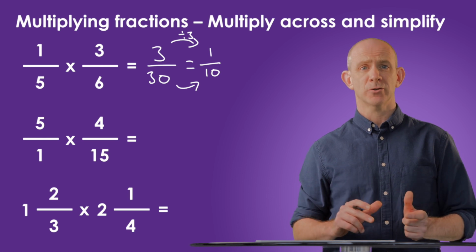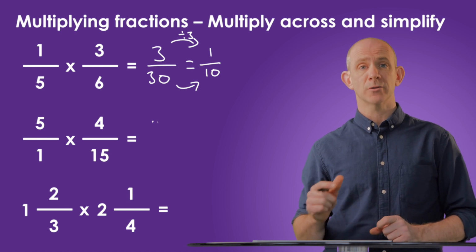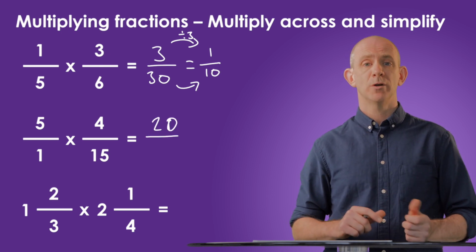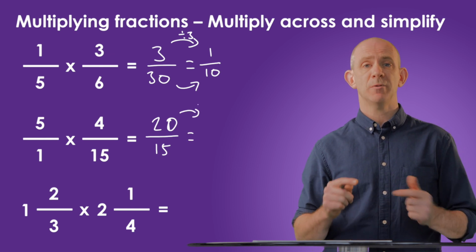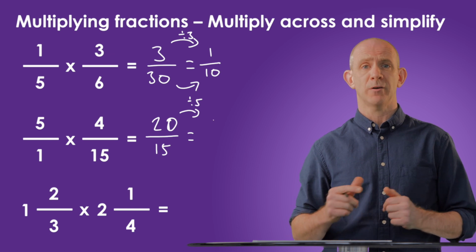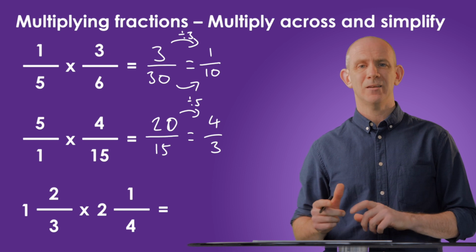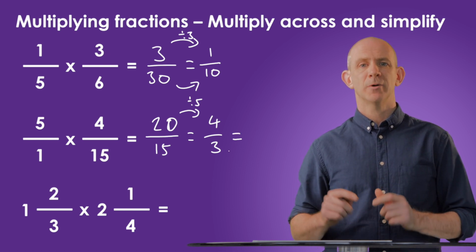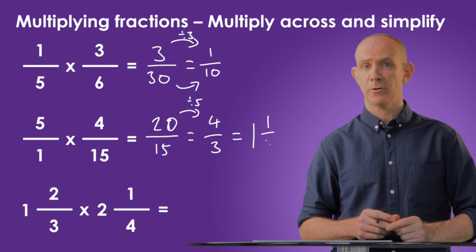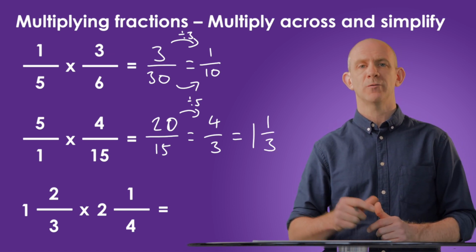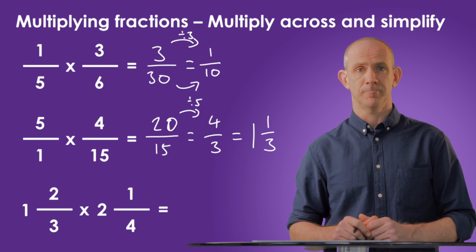Here we've got an improper fraction of 5 over 1 times 4 over 15. 5 times 4 will give us 20, so that's the new numerator. 1 times 15 gives us 15, so we have 20 over 15. We can simplify these by dividing both top and bottom by 5, and we get 4 over 3. And we can then convert this into a mixed number by seeing how many times the 3 goes into the 4, which is 1. That's now the new whole number, and we have 1 left over, which we put over the original denominator of 3. So 1 and 1/3 is your final answer.